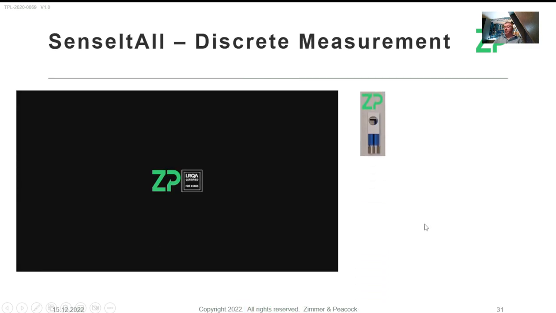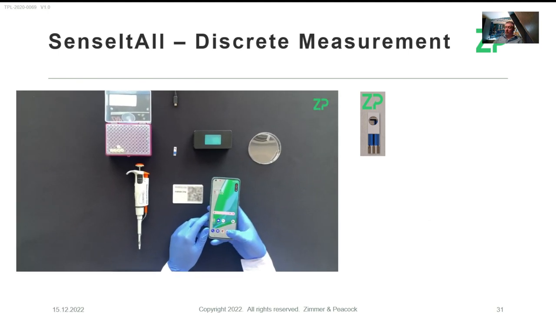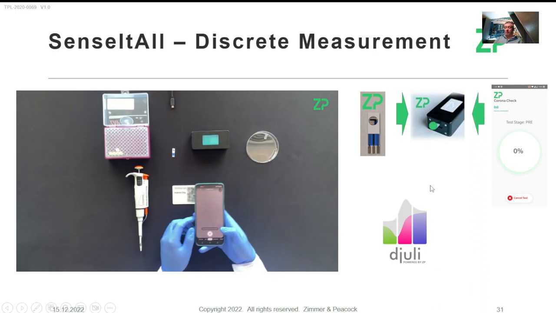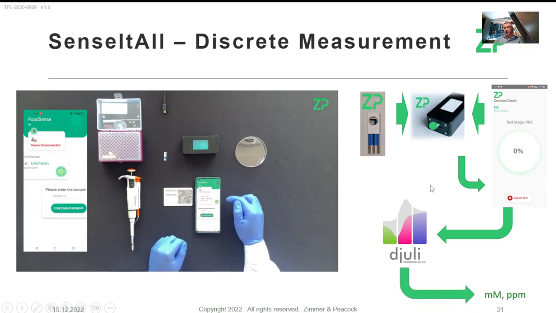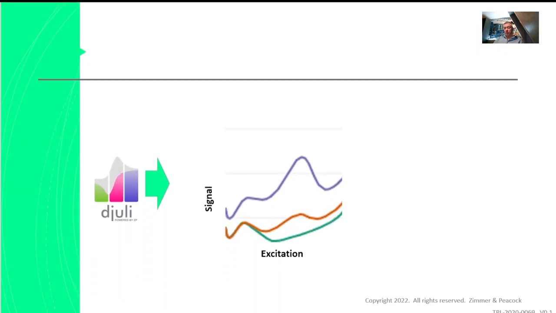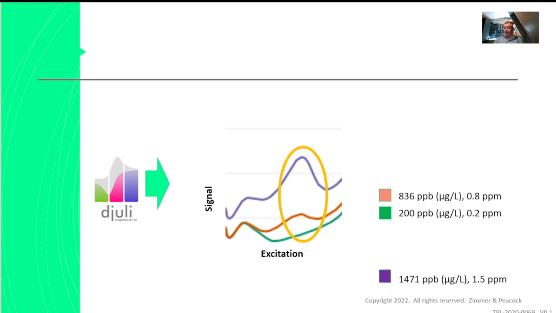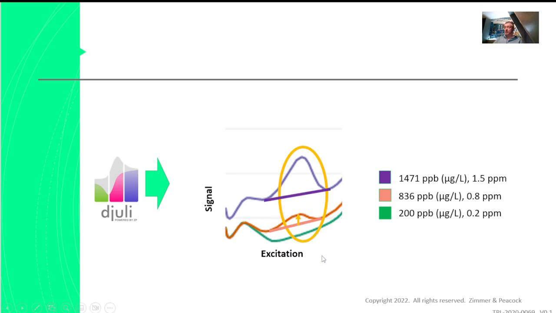No particular issue. Again, this technology stack that we have, we call it sense it all. We can take these sensors, put them in our meters, the app tells the meter what to do, the sample goes on the sensor, the data comes back to the app, the data goes up to Julie, and we can convert it. It's one thing saying it, of course you also have to do it. In Julie, we could see the raw signal and how the signal changed with concentration. We saw the signal at 200 ppb, which is 0.2 ppm, 0.8 ppm, and also 1.5 ppm. We clearly could see the signal at 0.8 ppm, and also at 1.5 ppm.